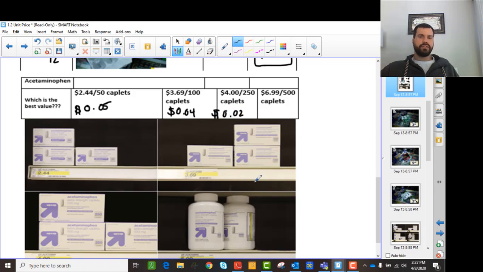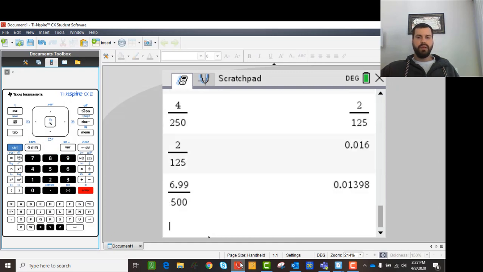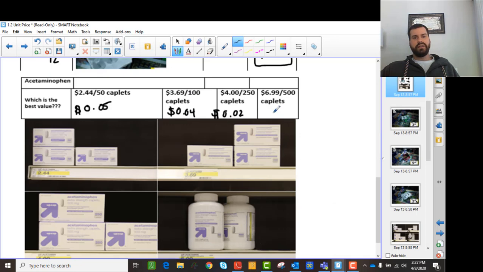And then finally, $6.99 for 500. So I go $6.99 divided by 500, and that comes out to about 0.014. If I round that down, it's about 1 cent, although they are closer. If I just maybe add in an extra penny just so you can compare these, because they're not that much different. But this is the best deal then, the $6.99 for 500 caplets.